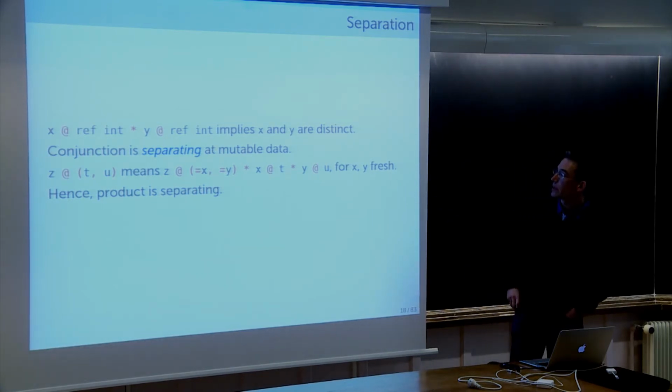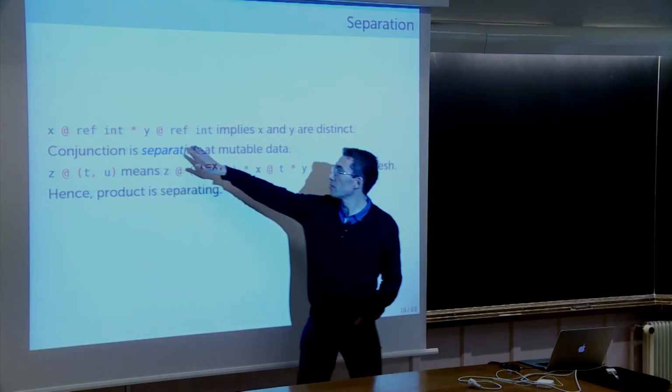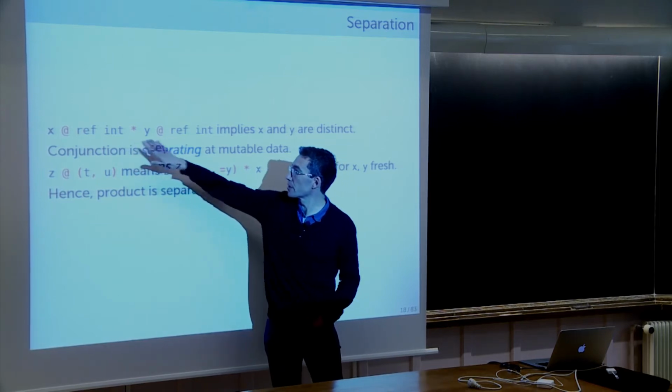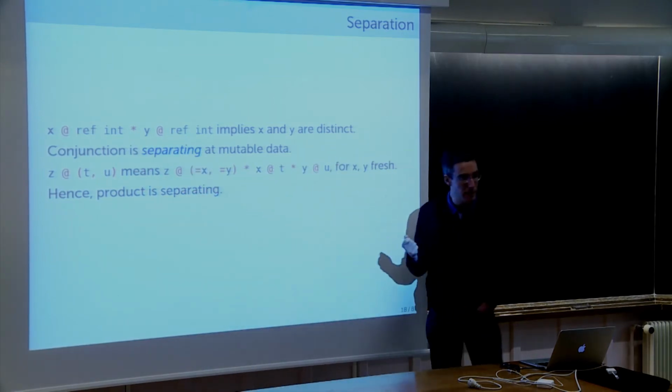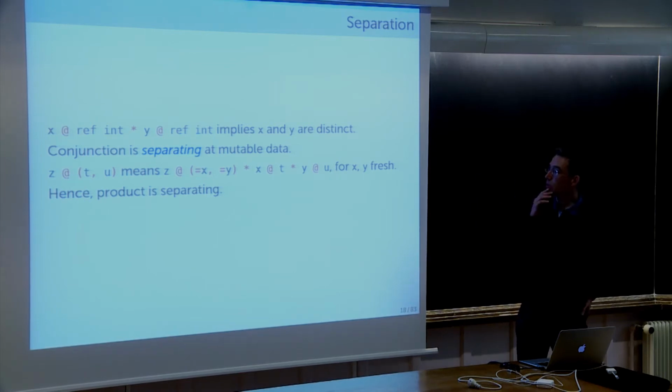So we saw that already. Conjunction is separating because ref is affine. It's saying the same thing, really. Because ref is affine, this conjunction means that x and y cannot be the same location. So it's two sides of the same coin, saying that a permission is affine and saying that star is separating.